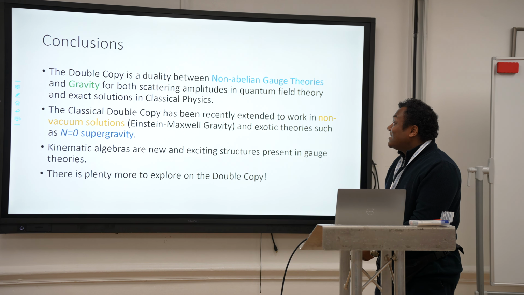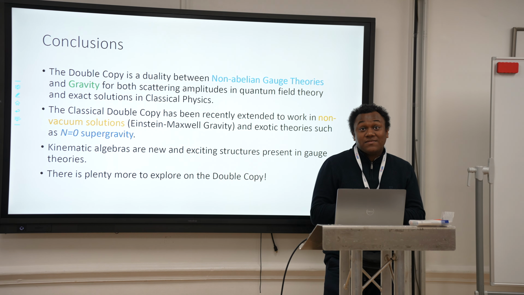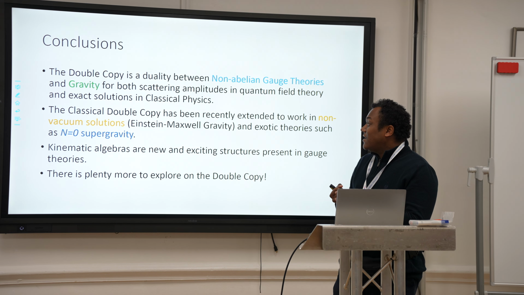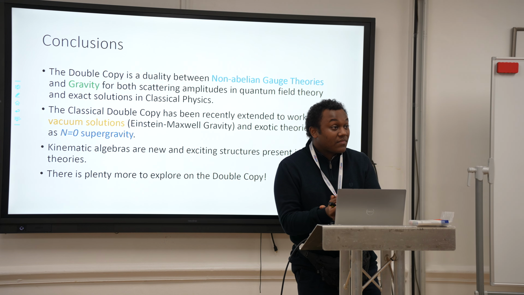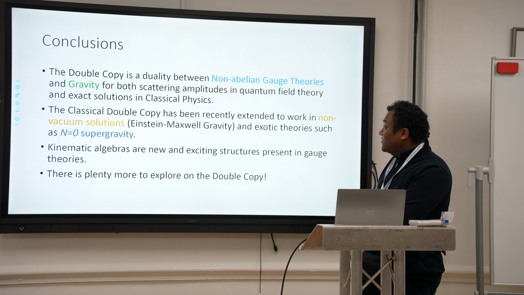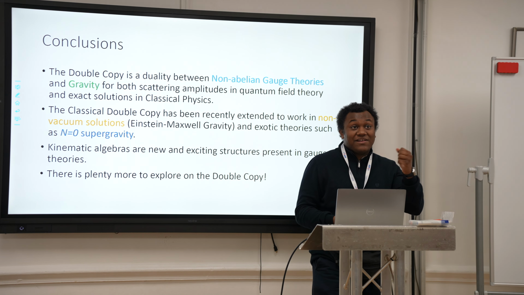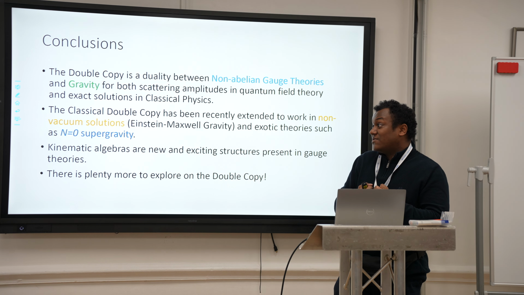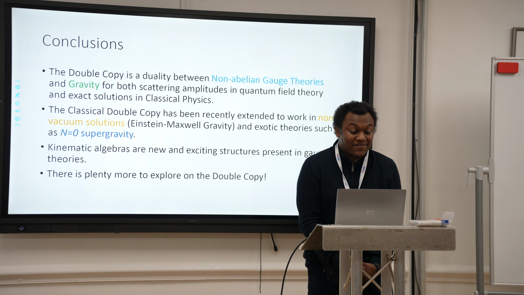So in conclusion, the double copy is a relationship both at the level of scattering amplitudes in quantum field theory and between exact solutions in classical field theory, between non-abelian gauge theories and gravity theories. I showed you in the first part of the talk that the classical double copy was first seen for vacuum solutions between general relativity and electromagnetism, but has been extended to more exotic theories, and also to a non-vacuum setting in the case of Einstein-Maxwell gravity.